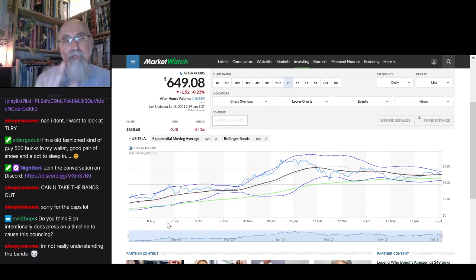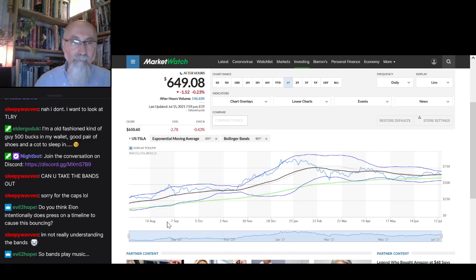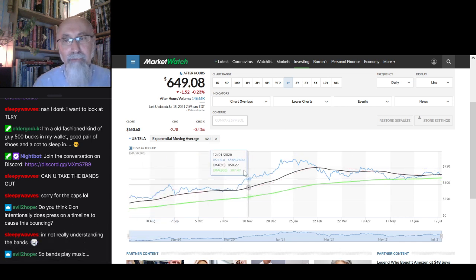Basically, the Bollinger Bands are telling you the stock is trading within that range for a certain period of time. But let's take them out. We'll talk about Bollinger Bands later. Because it is cleaner, right?